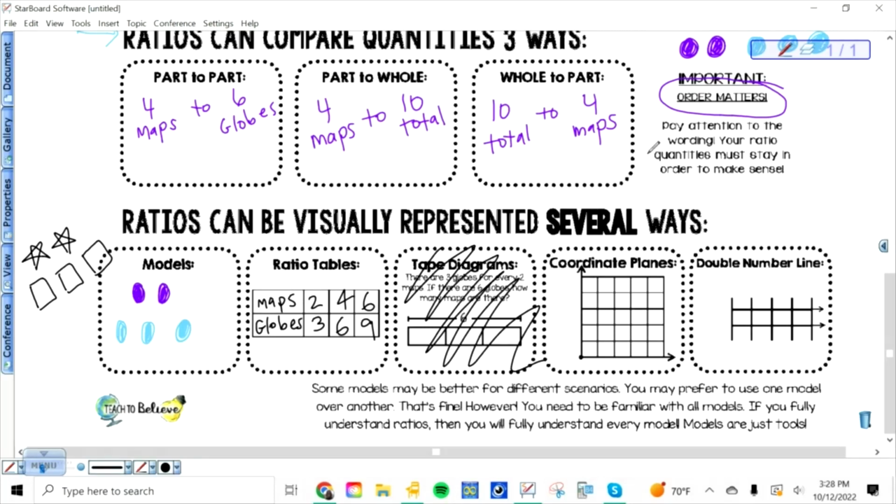But we will look at coordinate planes, because that's what we talk about a whole lot in here. So coordinate planes are just looking at 2 variables compared to each other. So I could use a coordinate plane to represent a ratio. If I made my x-axis maps and my y-axis globes, and we go over to 2 and up to 3, this point right here, (2, 3), represents 2 maps for every 3 globes.